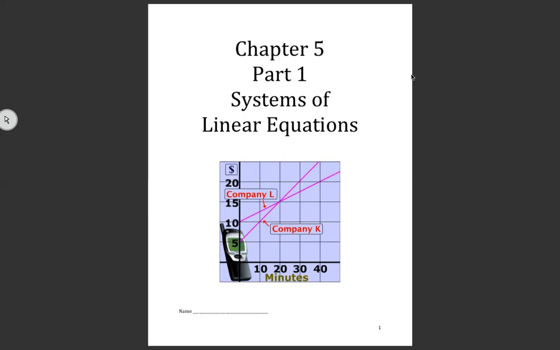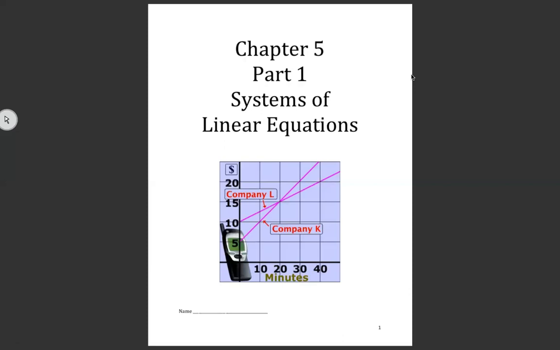Now, why is this significant? Because when you're in business, you have a point called the break-even point. That's where your expenditures equal your income. So that pretty much tells you how many units you need to sell in order to start making a profit.